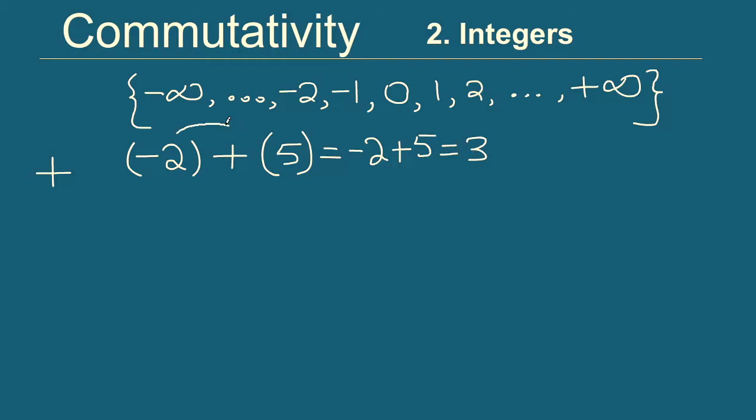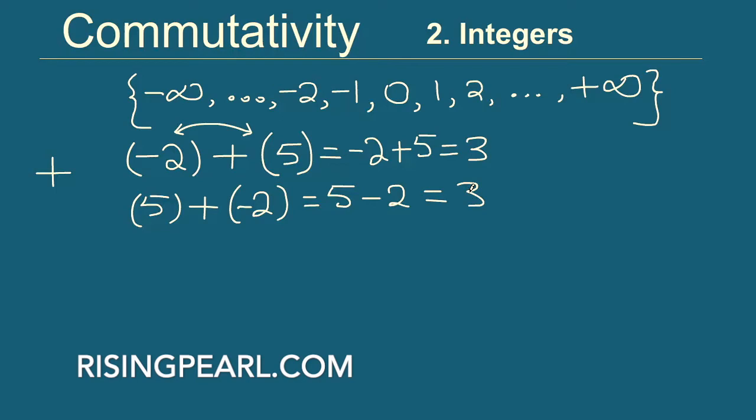So what happens when we actually switch the numbers? So we will have 5 plus minus 2, which will be simply 5 minus 2, which is going to be 3 again. So we see they both are equal.